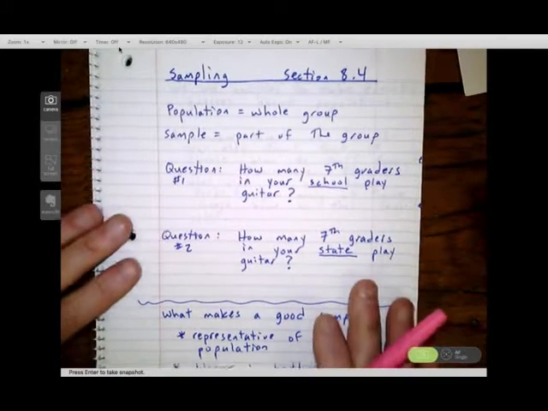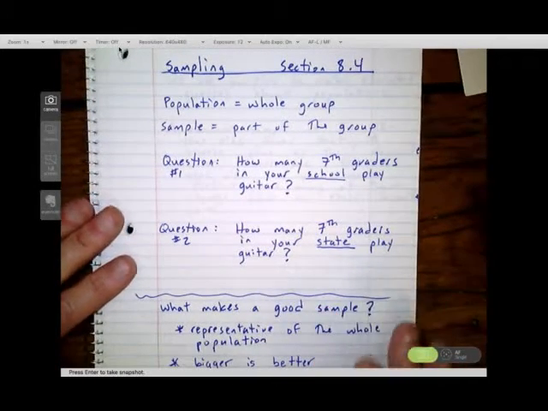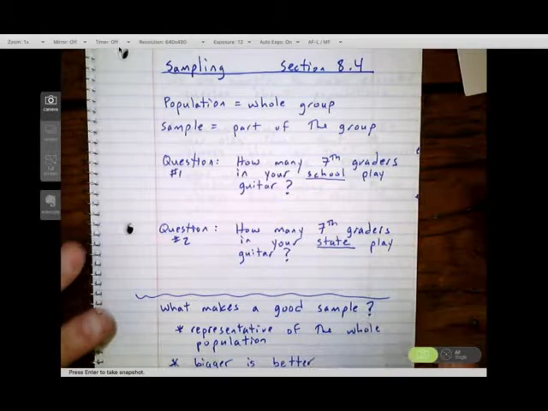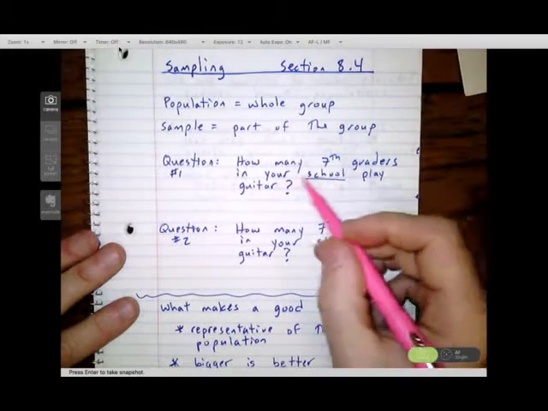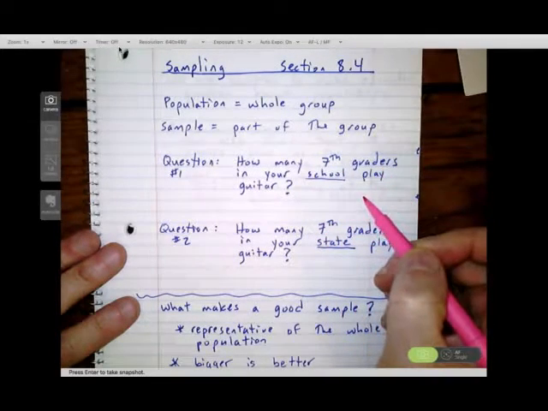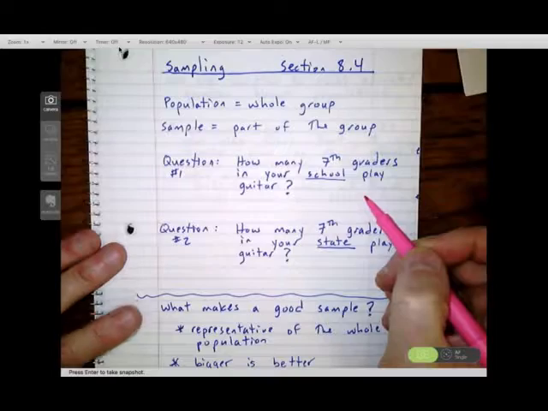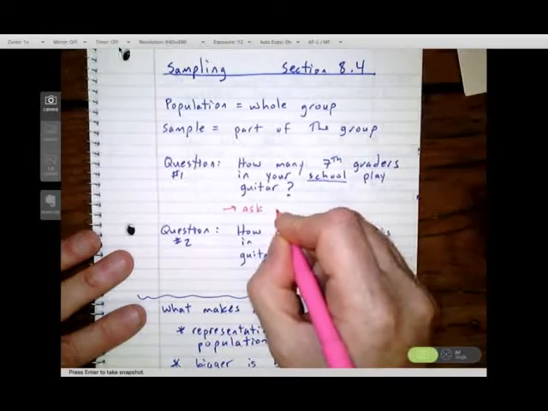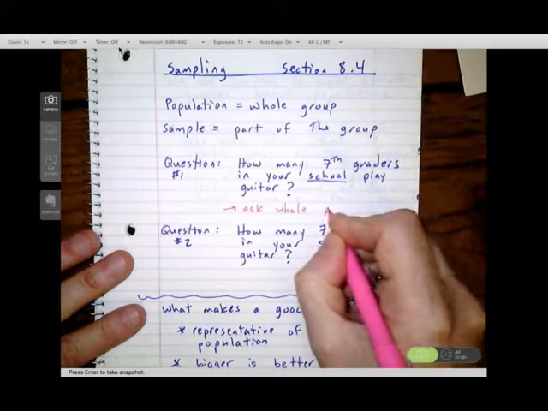Okay, so let's think about a couple questions here. Let's say you want to figure out how many seventh graders in your school play guitar. Well, in this case, assuming you don't go to a very big school, but where I work, we have a very small school, and so we could very easily ask all the seventh graders in the school if they play guitar. So here, in this case, we could just ask the whole population.